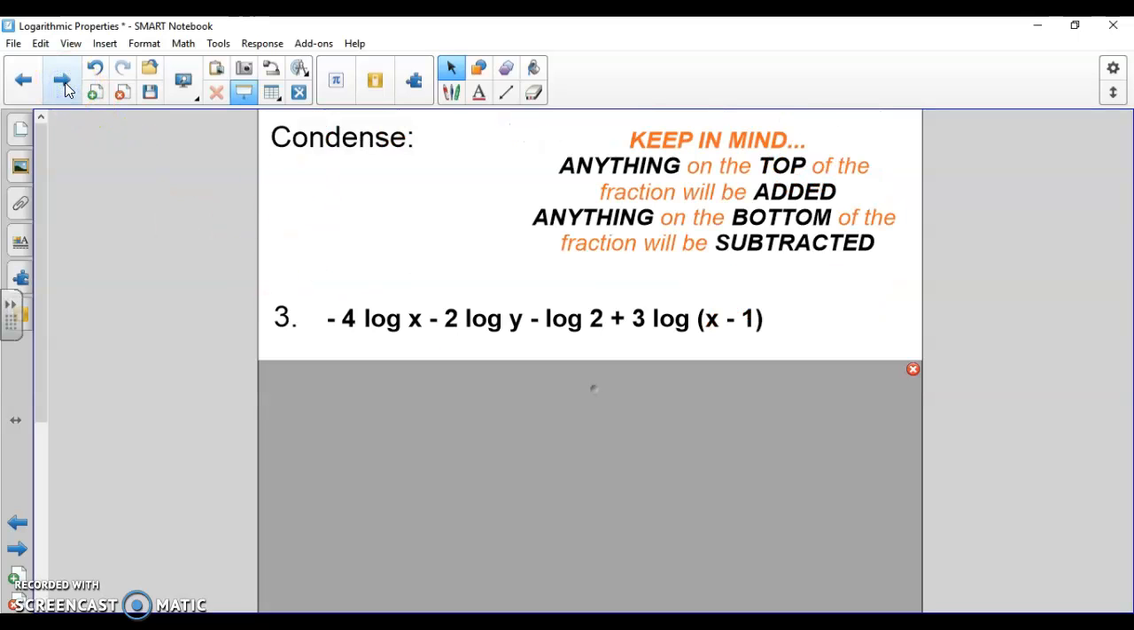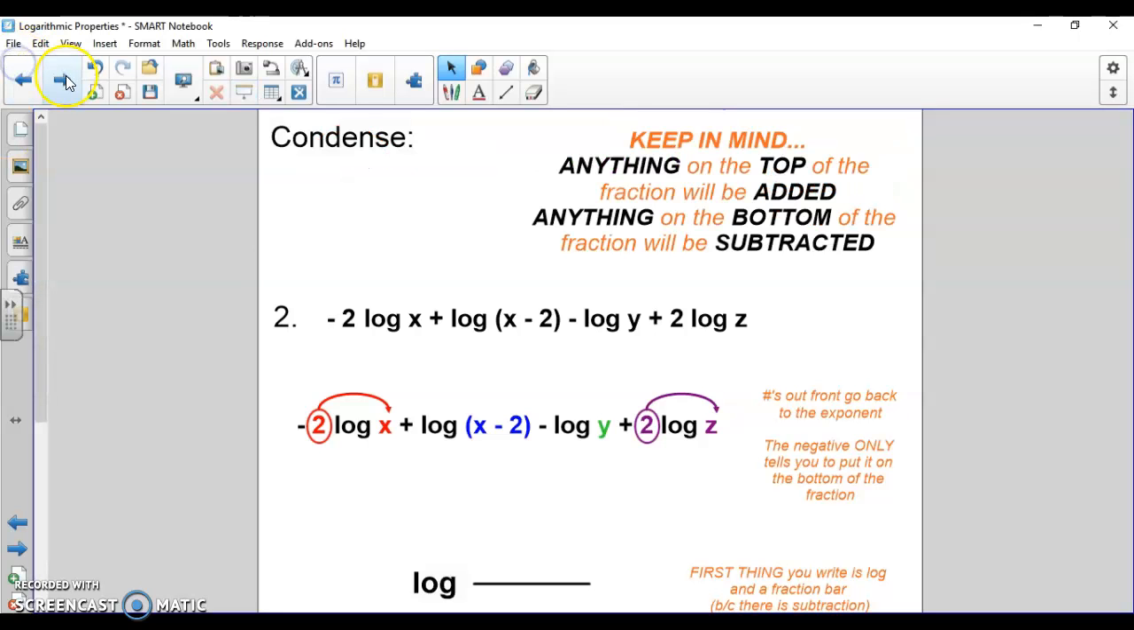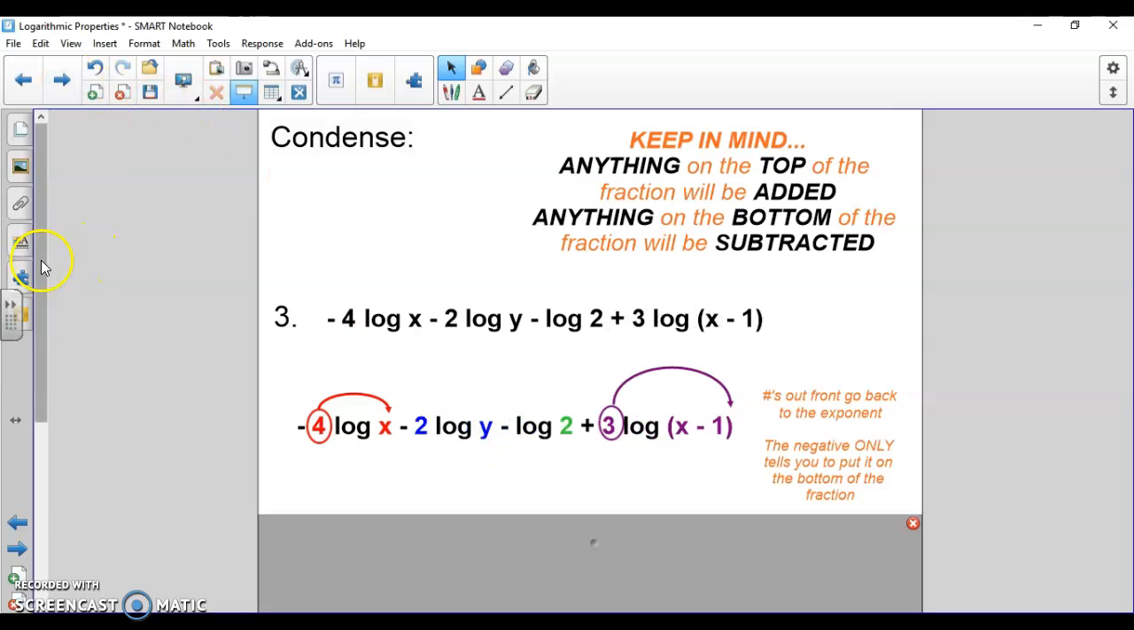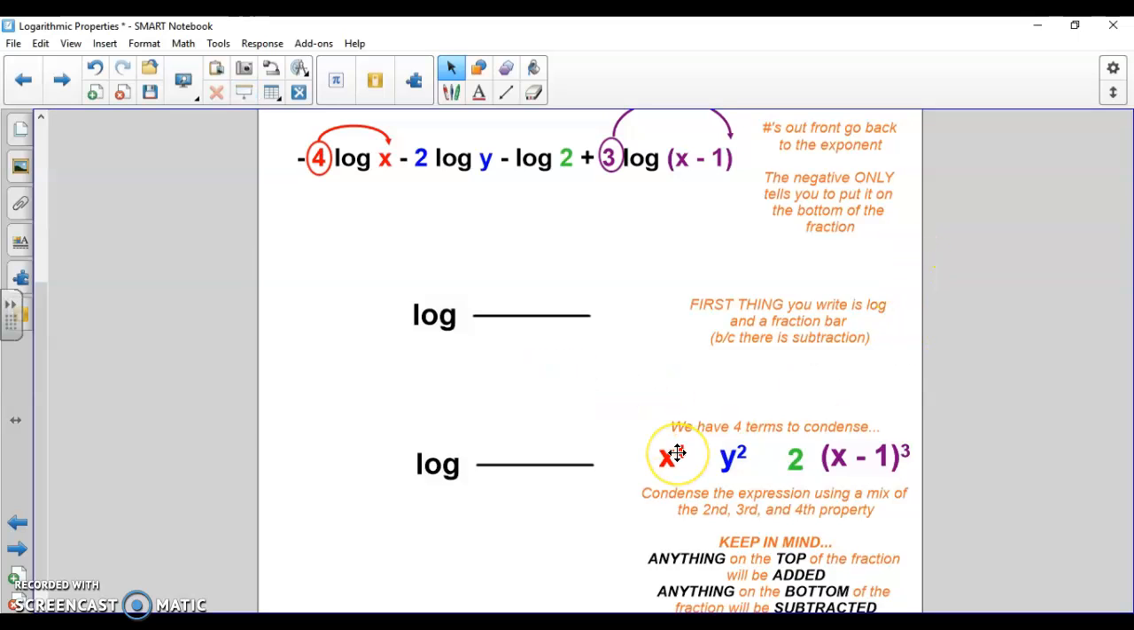One more, just because. A little bit of everything here again. Got exponents going back. Now, notice in the last problem and in this problem, it doesn't matter the order. If it's negative, it's on the bottom. Positive, it's up top. That's all it is. Keep it as simple as that. So, looking at this, I have an x to the 4th. That's negative. It's going on the bottom. Y squared, also negative. Bottom.